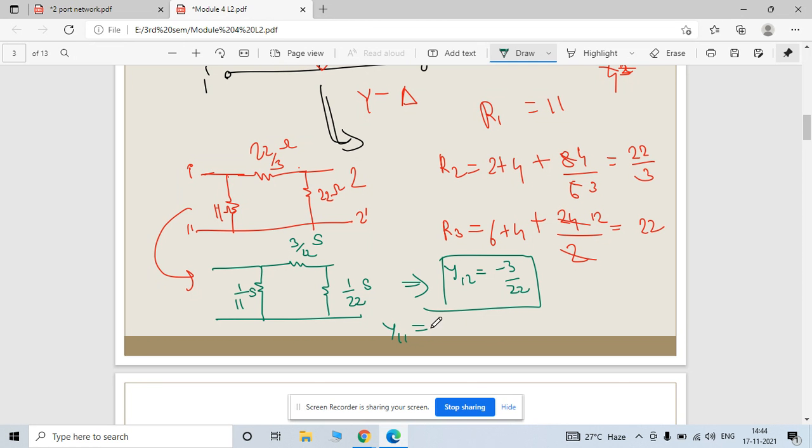So y11 plus y12 is nothing but 1 by 11. Simple, put this value in this equation, you will get y11. So the value of y11 is 1 by 11. You can multiply by 2, so this is nothing but 2 by 22, and minus going from that side becomes plus, so 3 by 22. So this becomes 5 by 22. So y11 you will get 5 by 22.